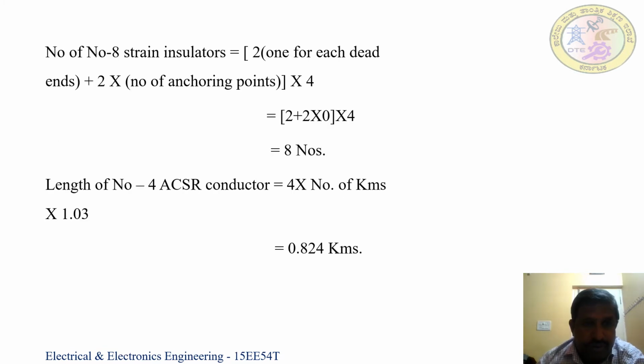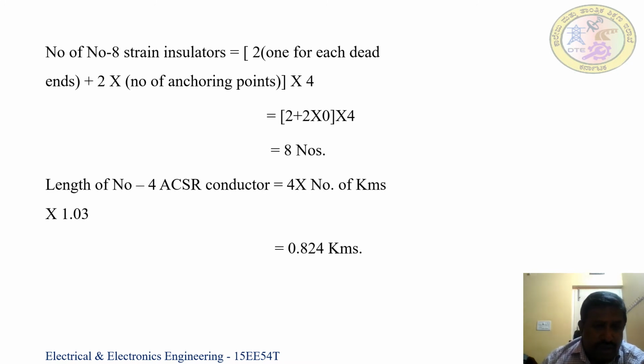Next item is number 8 string insulators. That is 2, 1 for each dead end plus 2 into number of anchoring points, total into 4. Here anchoring points we have taken is 0. So then 2 plus 2 into 0. That means 2 into 4. So we are going to get 8 numbers.